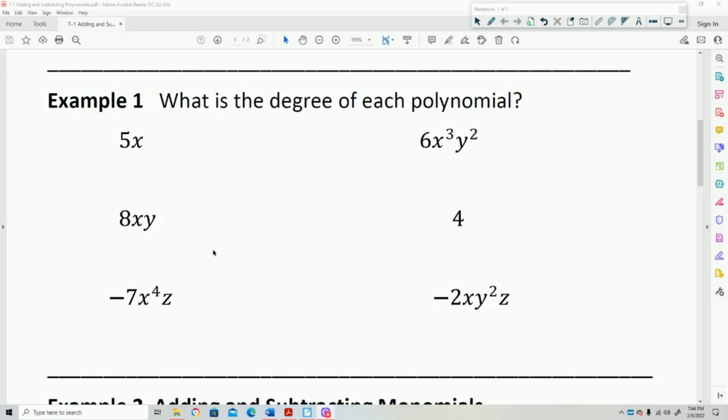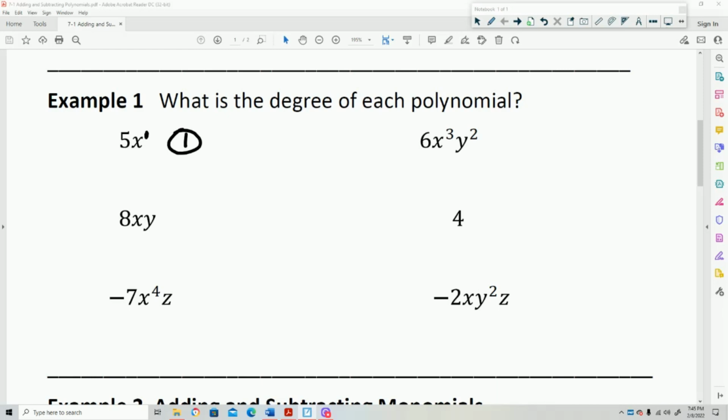I have some very basic problems here to work, but we'll expand it a little bit and look at it a little more in depth than what I have here. So if I look at the first one, the degree of the polynomial, we're looking at the variable part and we're looking at the exponent on it. It has an exponent of 1, so we say that has a degree of 1. Now all of these are monomials. They're still polynomials, but monomial is a more specific name for that.